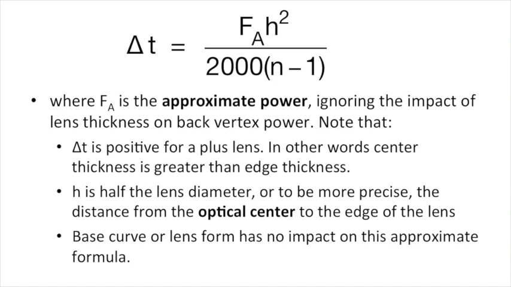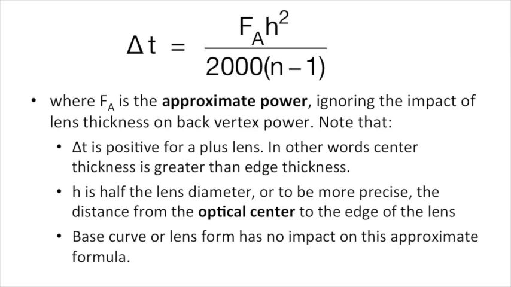So one thing we should notice about this formula before we go on is that it really ignores the form of the lens. It doesn't independently factor in the base curve or indeed the back surface of the lens. It just uses the approximate power. It's based on the approximate sag formula, and it is an approximate equation. So the other thing we should notice is that since n and h are always going to be positive, the delta T is going to end up with the same sign as the power of the lens.